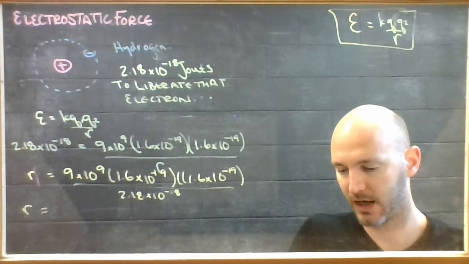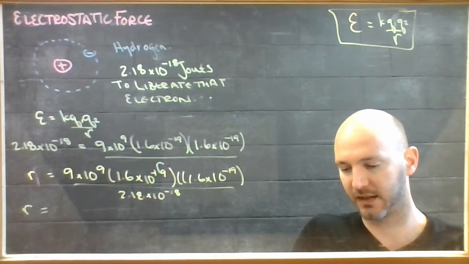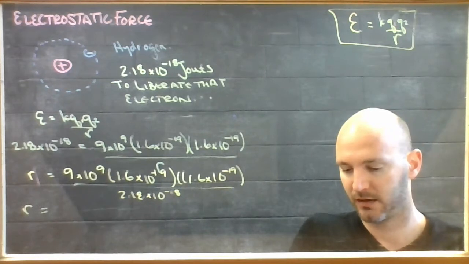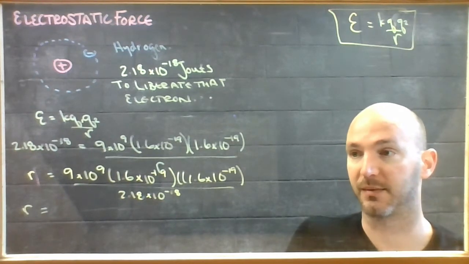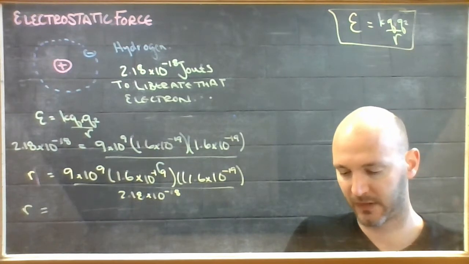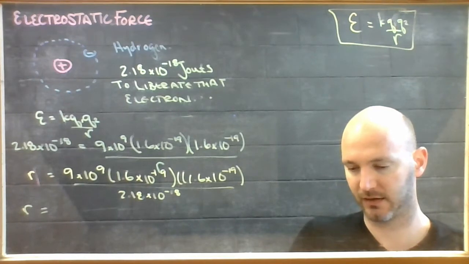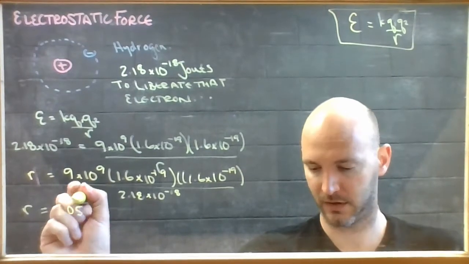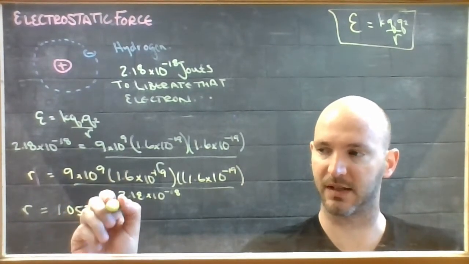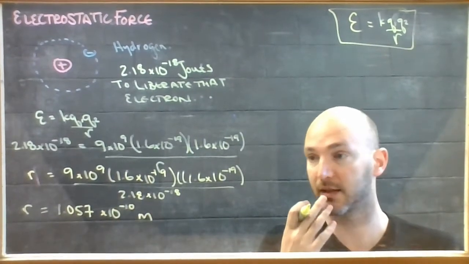Okay, so 9 times 10 to the 9 multiplied by 1.6 times 10 to the negative 19 times 1.6 times 10 to the negative 19 is 2.304 times 10 to the negative 28. That is not a lot. Divided by 2.18 times 10 to the negative 18 gives me 1.057, if we keep 3 decimal points, times 10 to the negative 10 meters because it's a radius.